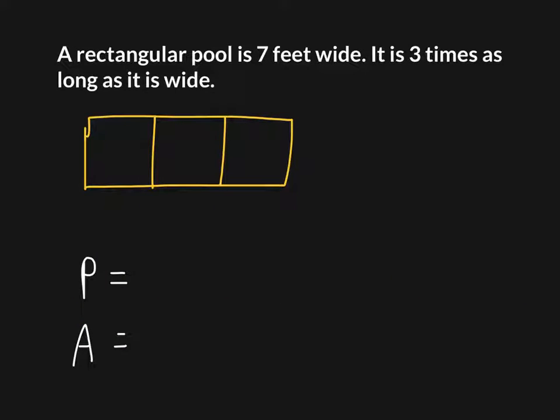For your final quiz question, we are talking about a rectangular pool, which is 7 feet wide, and it is 3 times as long as it is wide. So I want you to tell me if the width is 7 feet and the length is 3 times as long, what is the length? This is my unknown variable. So tell me in the quiz question, what is the length?